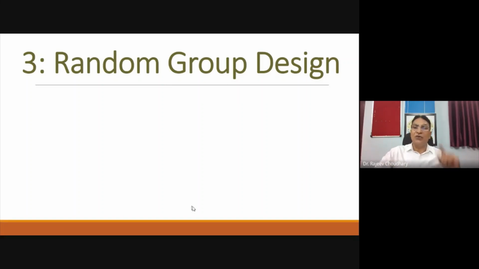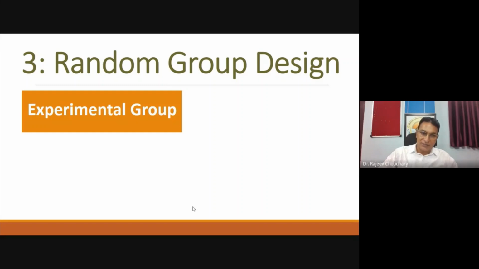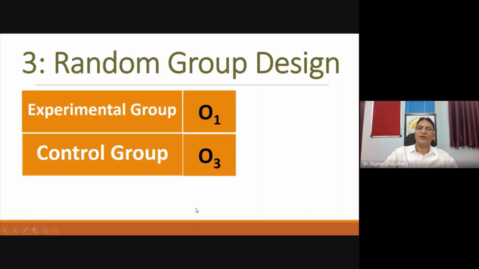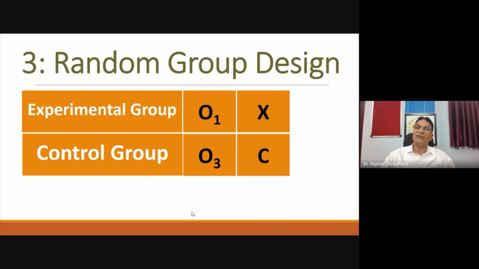See the structure. In the first 2 designs, single group design and repeated measure design, we were having only one group. There was only a difference of the observations. But in this, instead of only one group, we have 2 groups, experimental group and control group. First, we take observation 1 and observation 3. Observation 1 means pre-test of the experimental group, and observation 3 means pre-test of the control group. After taking these 2 observations, X is given to the experimental group and no treatment is given to the control group.